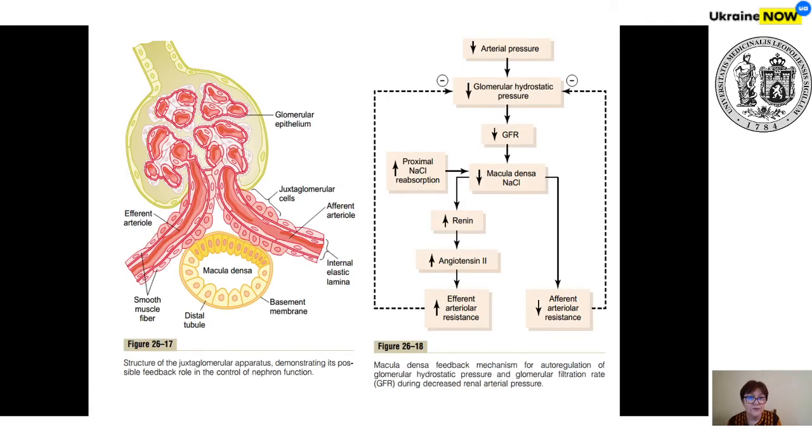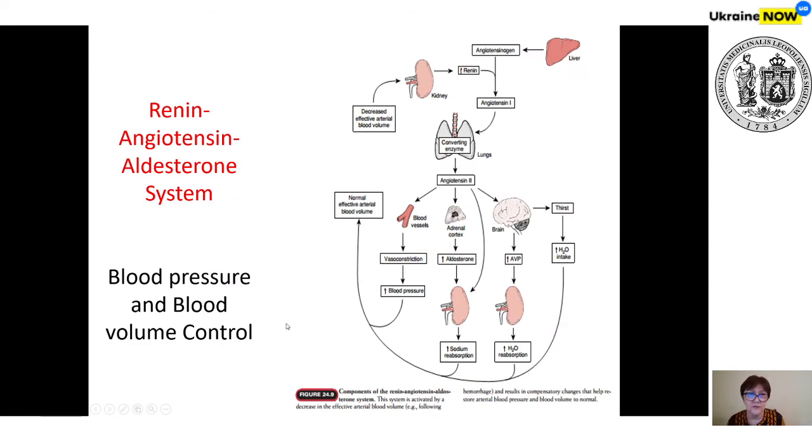Here you can see the juxtaglomerular apparatus. It includes the macula densa, specialized epithelial cells in the distal tubule, and near this macula densa are located juxtaglomerular cells of the arterial wall of the afferent and efferent arterioles. This apparatus plays an important role in regulating arterial pressure through the secretion of the hormone renin. You remember from the last hour's lecture the role of the renin-angiotensin-aldosterone system in regulating blood pressure and circulating blood volume.